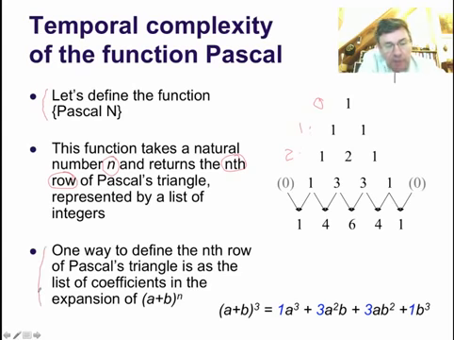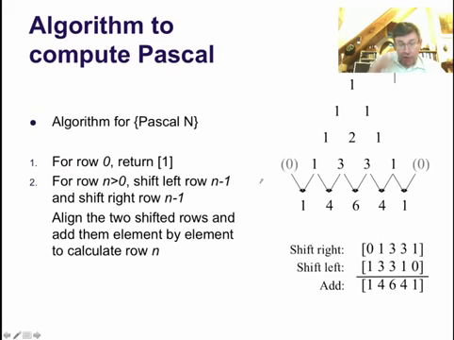One way to define this nth row is as the expansion of (a + b)^n. We take this binomial, we expand it, and all the coefficients in the expansion give a row of Pascal's triangle. So (a + b)^3 will give me the third row of Pascal's triangle. Here's an algorithm to compute Pascal of n.